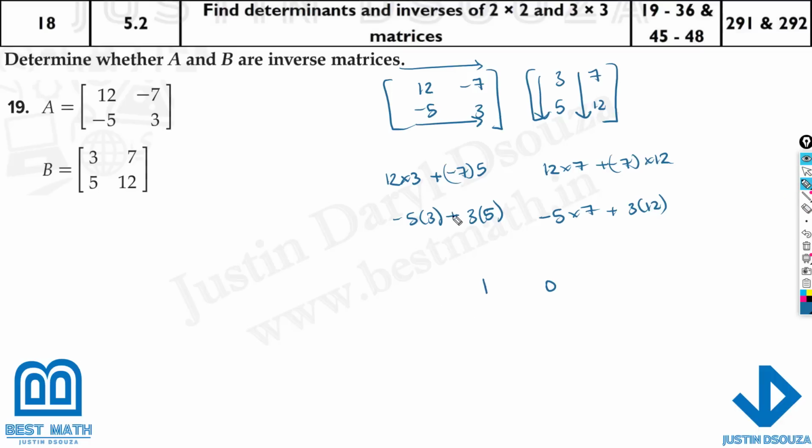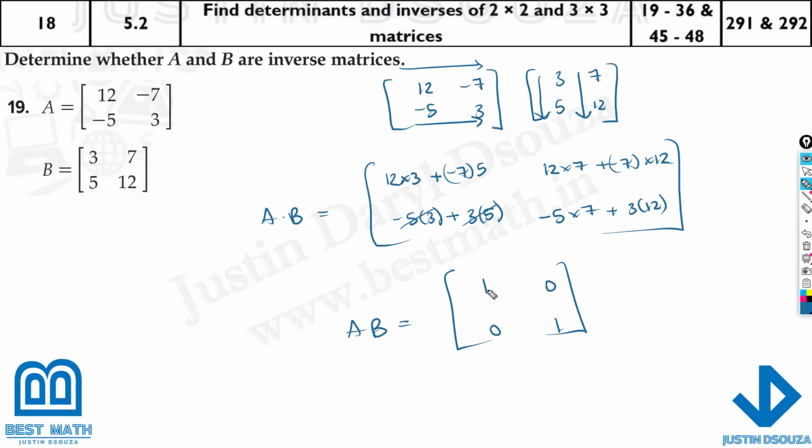And what about this one? Same thing, it cancels off. Same number, 0. And over here you got 7 times 5 is 35. And see, minus 35 and positive 36 will be positive 1. So yes, we got the same thing. This has to be multiplied, A multiplied by B. So AB will be equal to I.